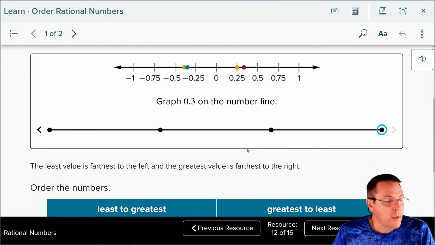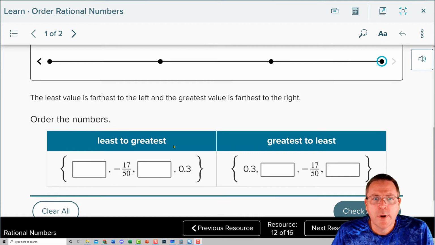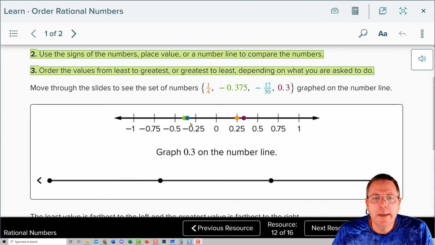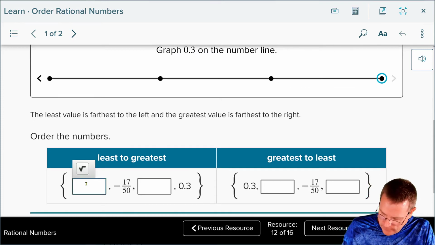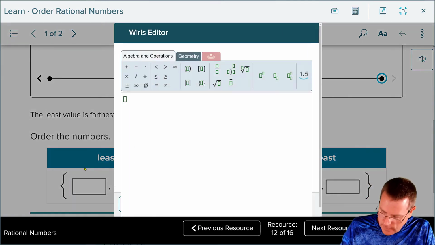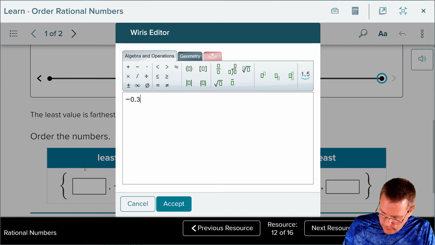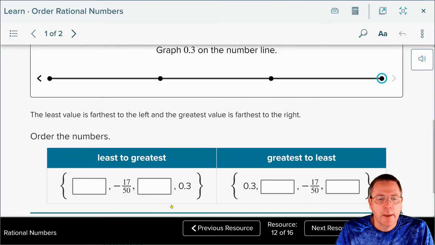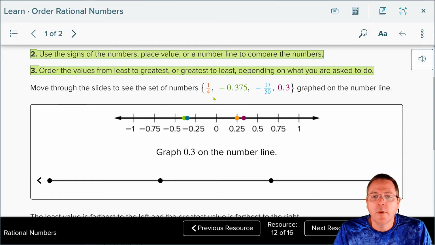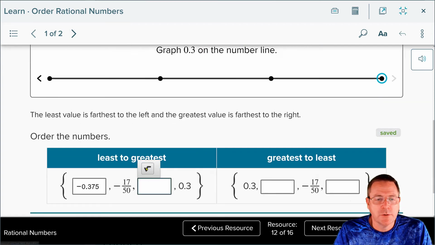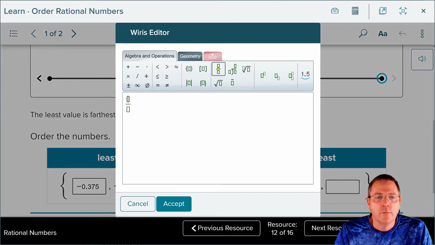So least to greatest. The least is going to be the value further to the left, and the greatest is going to be the value further to the right. So now we're going to order our numbers. The least number was the green one, which is negative 0.375. So we're going to type in a negative 0.375. And then the one after that was the orange one, which was a fractional value of 1 over 4.